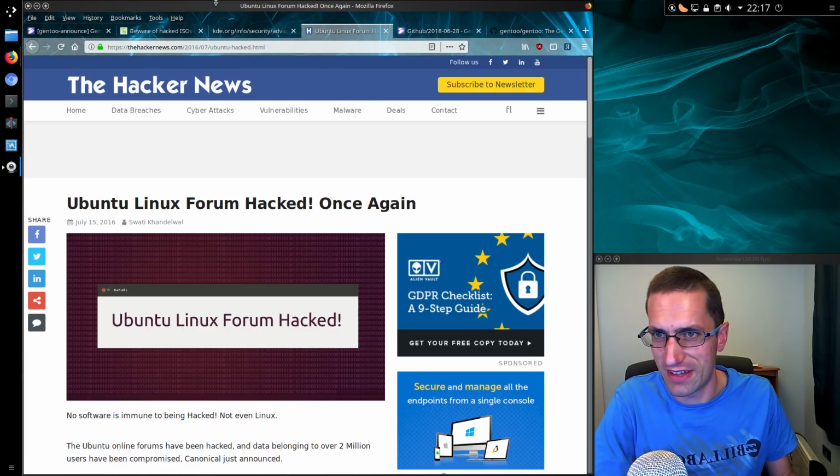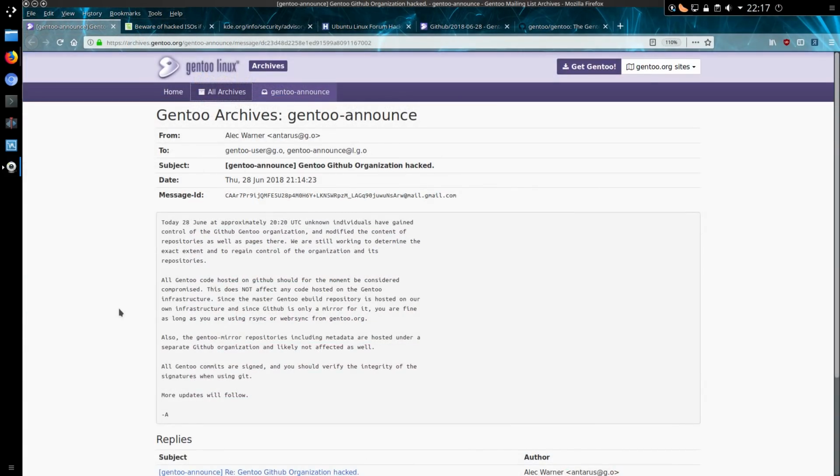Hey, we can be happy of that. But Gentoo put out an initial announcement on the 28th of June at 21:14. I take it that all times are in UTC. So today at 28th of June, approximately 20:20 UTC, so 55 minutes after they were hacked, unknown individuals gained control of the GitHub Gentoo organization and modified the content and repositories, as well as pages there.